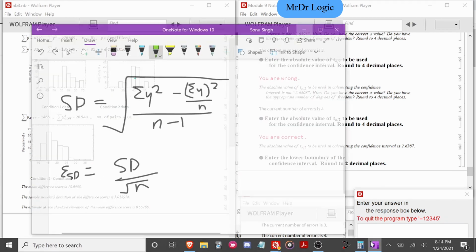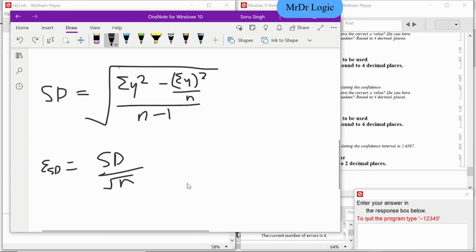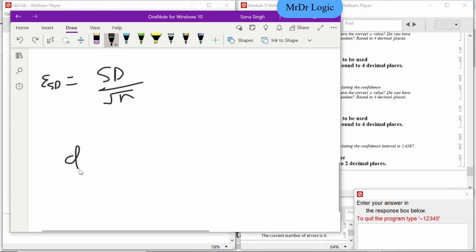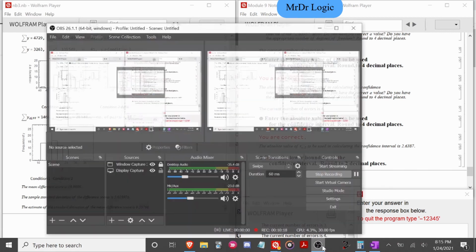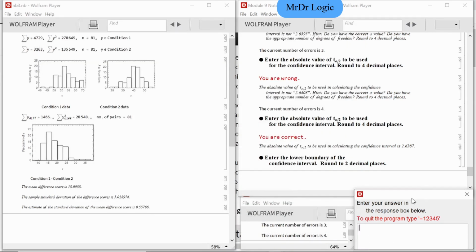Okay. This is what drove me mad the last time. Because of a question like this uniquely, the df was n minus 1. I'm gonna be mad if I'm not recording.